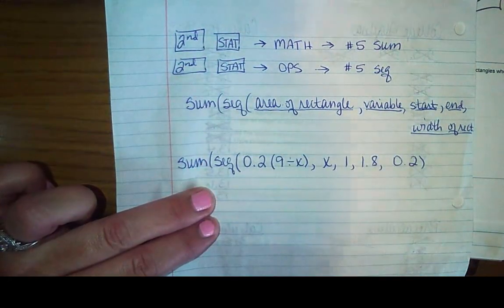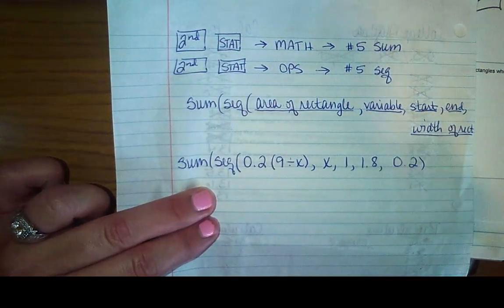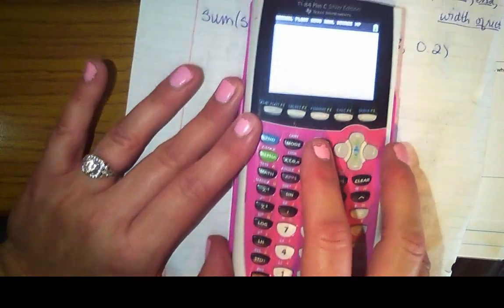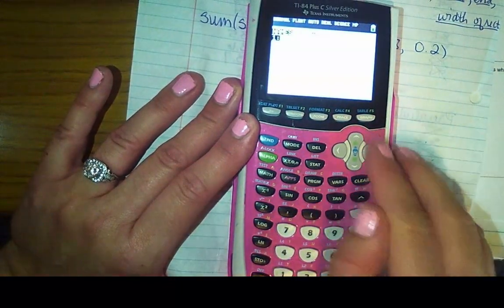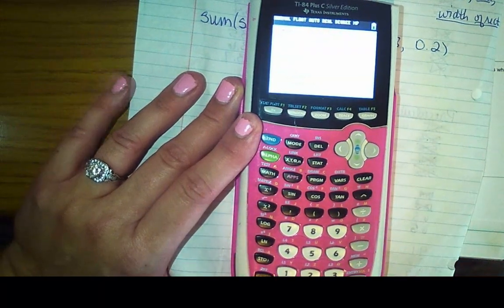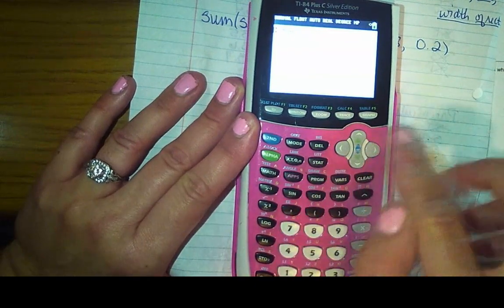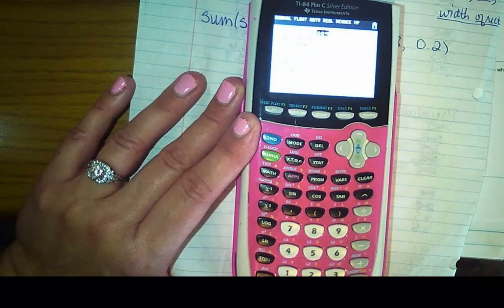But from your calculator, what you're going to do is hit the second button and then the stat key. You're going to scroll over to math. Hopefully you already took a picture of that, or rewind the video. So hit second and then stat, which is right here. Then scroll over to math and choose option 5, which says sum, and then do it again. So second stat, we're going to scroll over to ops and hit option 5, which is sequence.